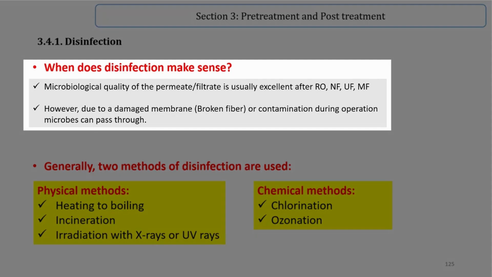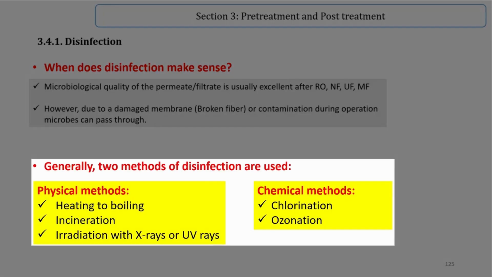When does disinfection make sense? Microbiological quality of the permeate or filtrate is usually excellent after reverse osmosis, nanofiltration, ultrafiltration, and microfiltration. However, due to a damaged membrane such as a broken fiber, or contamination during operation, microbes can pass through.